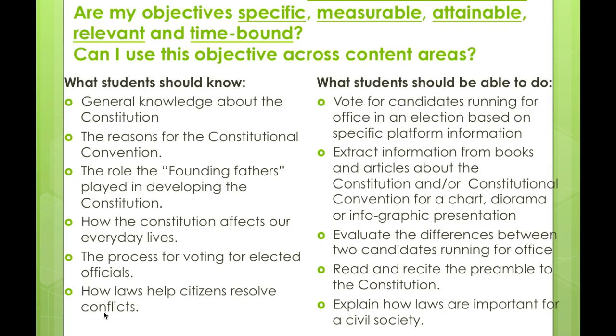The reasons for the Constitutional Convention: specific, measurable, attainable, relevant, time-bound, all of those things. The role the Founding Fathers played in developing the Constitution: again, all the 5 criteria apply. How it affects our daily lives, 5 criteria apply. So all of these are what they should know. But what you notice is that under what students should know, you don't have verbs. It's just what knowledge they need to have.